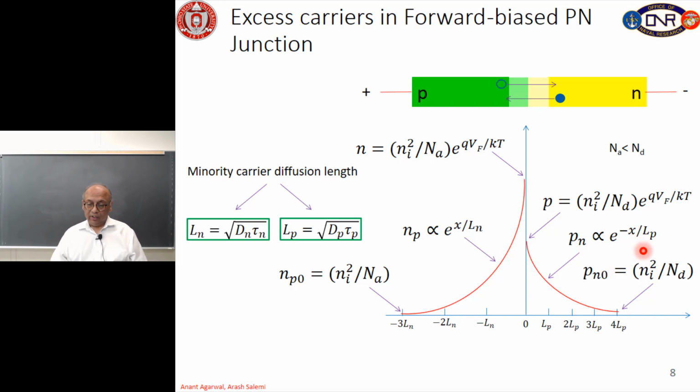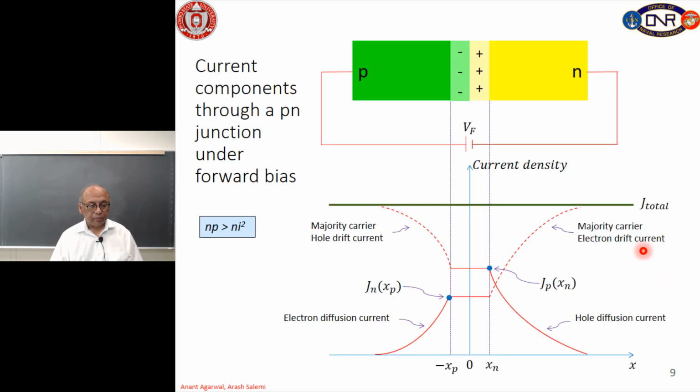So, essentially what is happening is you are injecting holes into the N side, and these are excess holes, so that you have n times p greater than n_i squared. These holes diffuse because of the concentration gradient, and then they recombine as they diffuse, and this sets up a forward bias current that continuously flows through that p n junction, which we had talked about in the previous slide.